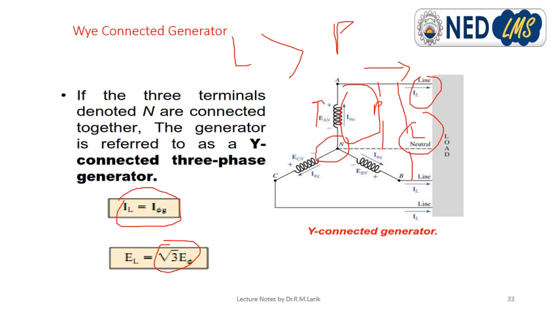Their secondaries are star connected because in star we have neutral, so we can feed the load single phase and we can feed the load three phase. When we feed the single phase load, we need line and neutral, and when we want to feed the three phase load, we need all three lines.